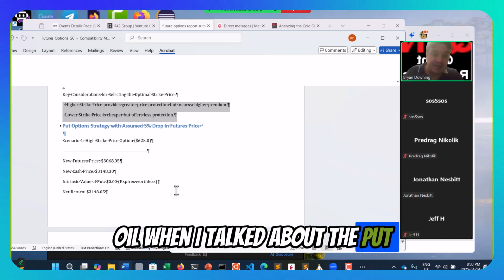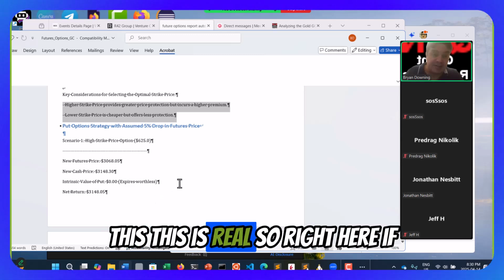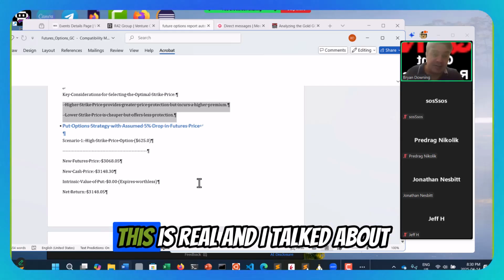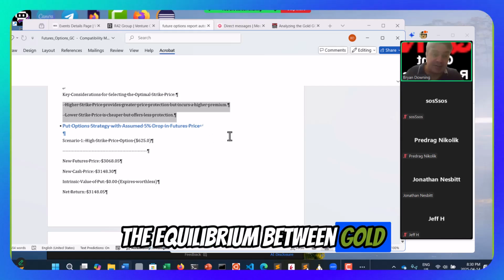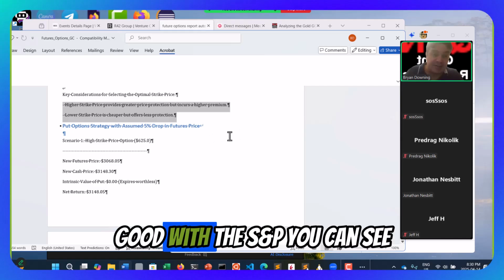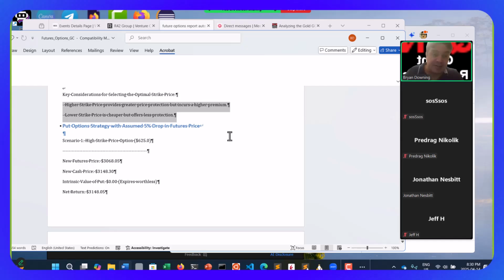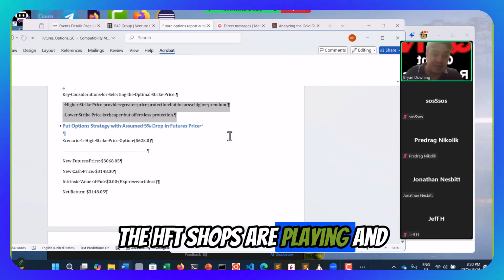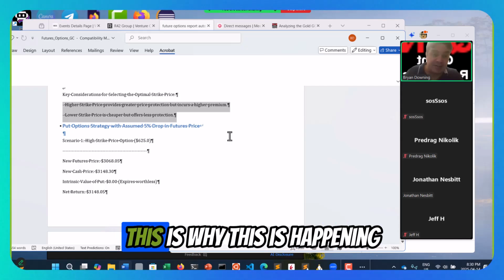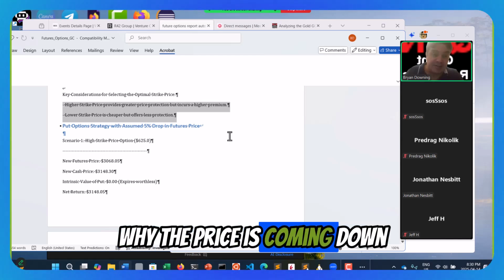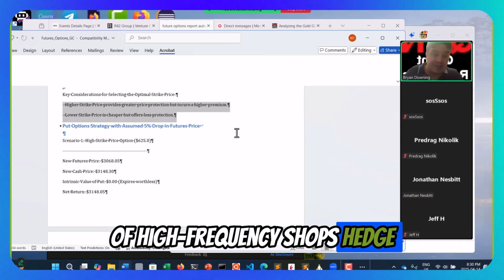When I talked about the put and call parity, I verified this. This is real. So right here, if this is real, I talked about the equilibrium between gold, which is a little off, and it's pretty good with the S&P. You can see that this is vastly different. And this is where I think a lot of the HFT shops are playing in because this is an easy profit for them. And if this is true, this is why the price is coming down, because there's probably a ton of high frequency shops, hedge funds creating this.